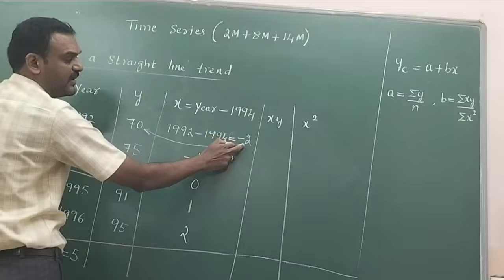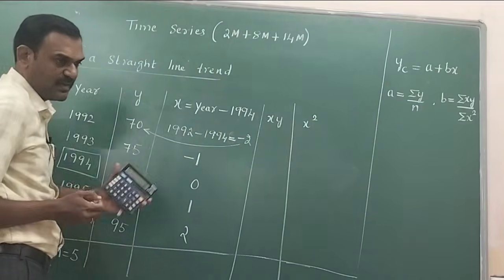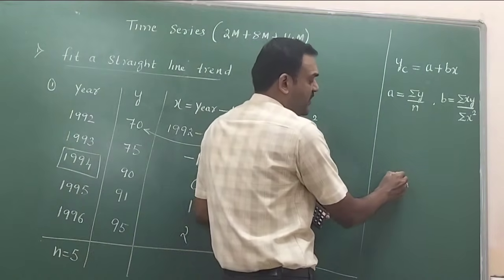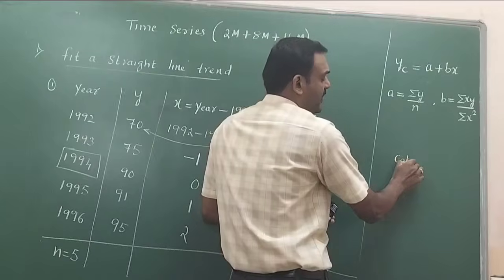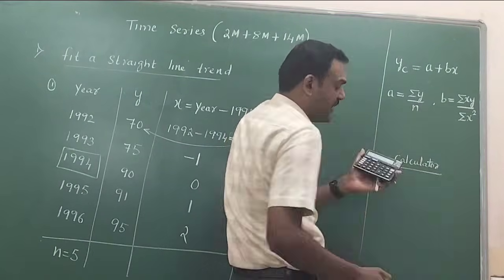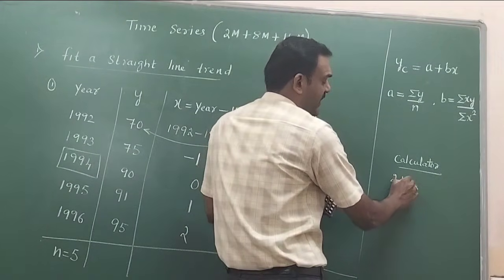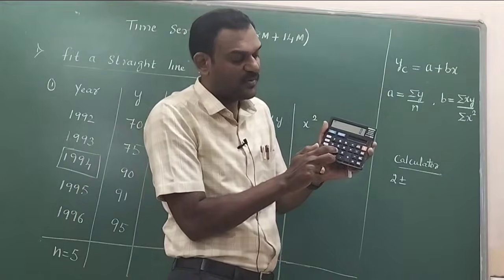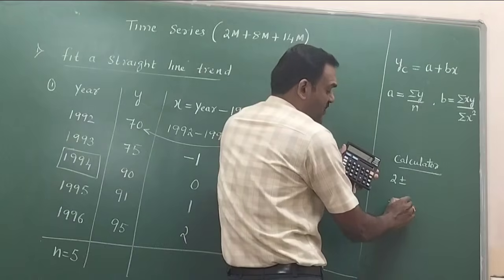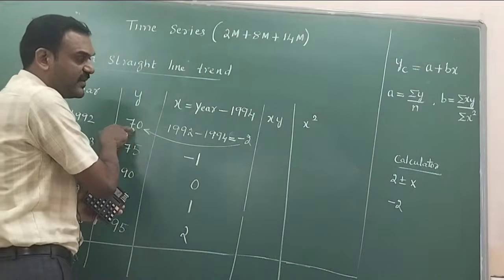Just multiply with this. Here the x value is minus 2 into 70. Now, minus 2 into 70, first you use a normal calculator. On the normal calculator, first press 2, then plus or minus, plus 1. See, in this there is 2 plus or minus plus 1. Then we get minus 2. Then into, what is the y here? Y is nothing but 70.